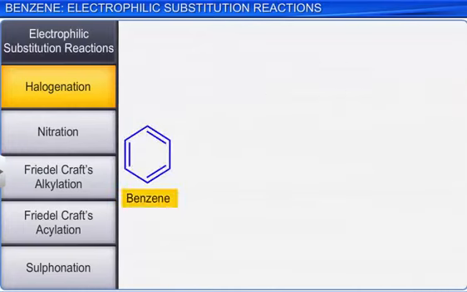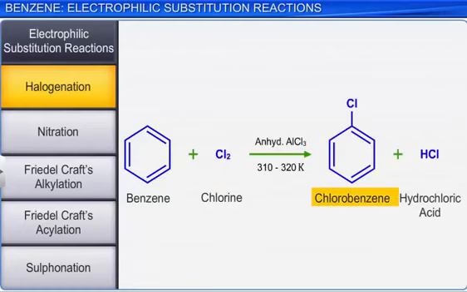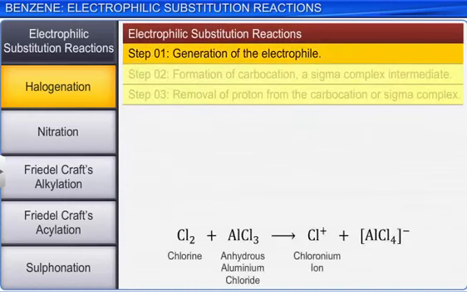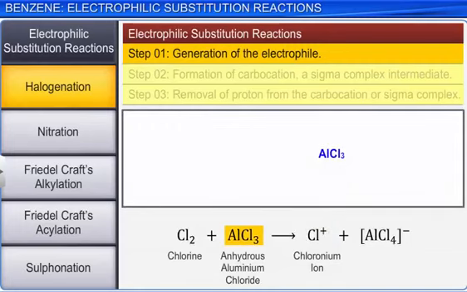When benzene is treated with chlorine in the presence of anhydrous aluminium chloride, it results in the formation of chlorobenzene. Let us discuss the mechanism of this reaction. First, an electrophile, that is, chloronium ion in this case, is generated when anhydrous aluminium chloride combines with the attacking reagent chlorine, as shown here.